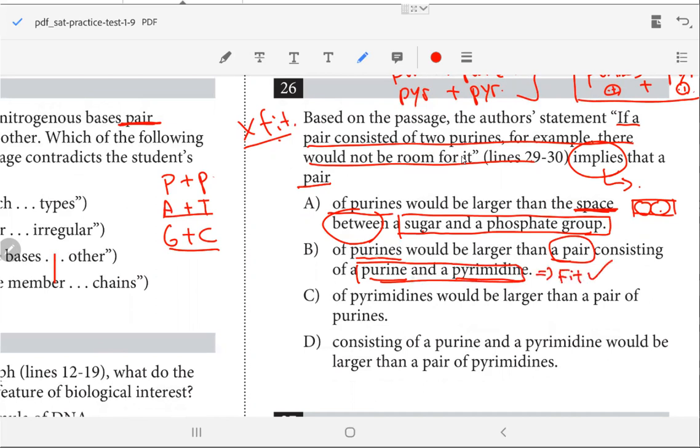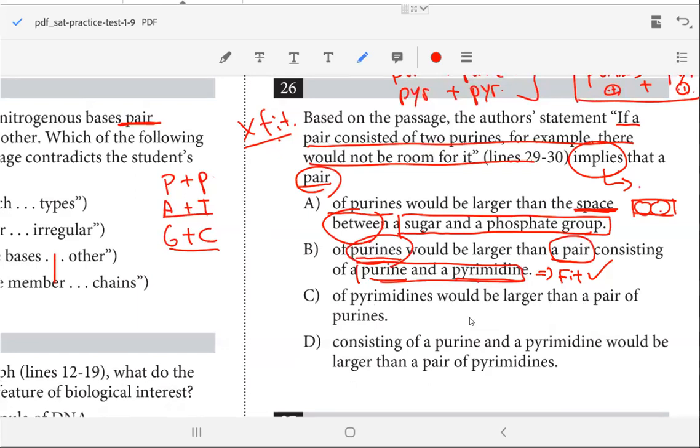그죠? 그러니까 퓨린만 두 개가 있으면은 퓨린이랑 pyrimidine이랑 같이 페어 있는 것보다 더 크다고 볼 수 있겠죠. 왜냐하면 퓨린만 두 개가 있으면 공간이 부족해, 이랬으니까. 그래서 딱 fit 하려면 퓨린만 두 개가 있으면 안 되고 퓨린 하나, pyrimidine 하나, 하나씩 있어야 돼. 그러니까 네, B 맞는 이해죠? 그쵸? 이 문장에 대해서.